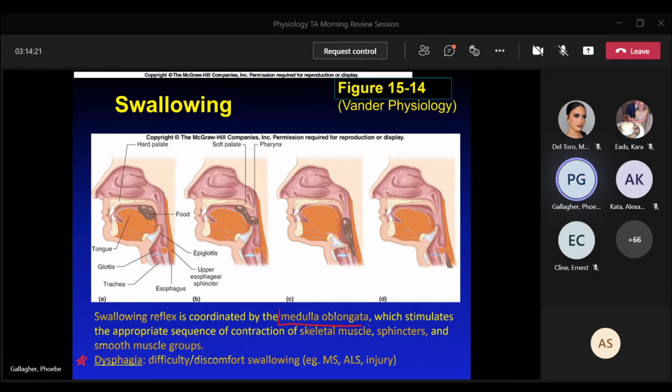So note that your swallowing reflex is coordinated by your medulla. So that's super important for that. It also requires the appropriate sequencing of contractions of the skeletal muscle. For you to swallow, you need to contract above the food bolus and relax below the food bolus to allow for movement downward. And also your sphincters need to be able to open up, otherwise you won't be able to swallow anything. So your medulla does that. I would memorize that your medulla is involved in the swallowing reflex. And definitely know dysphagia because he underlined it. So that's something he definitely wants you to know.